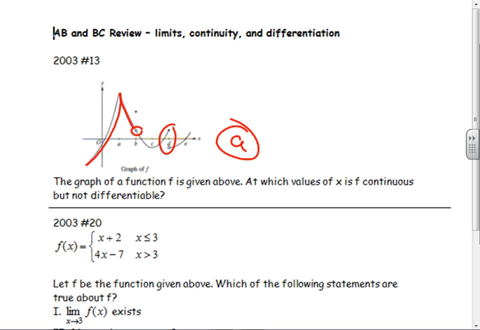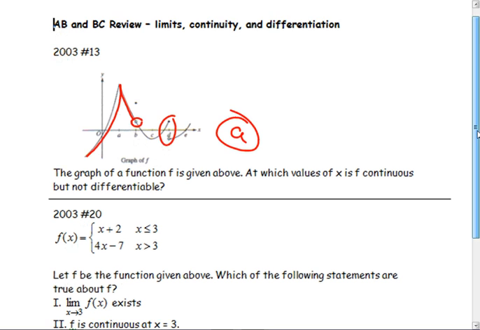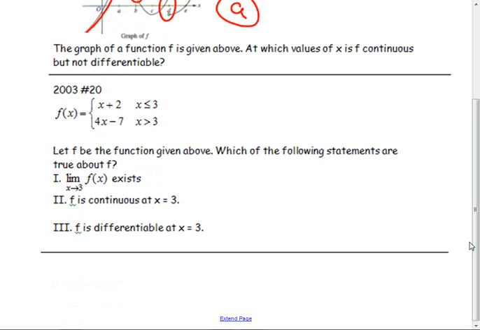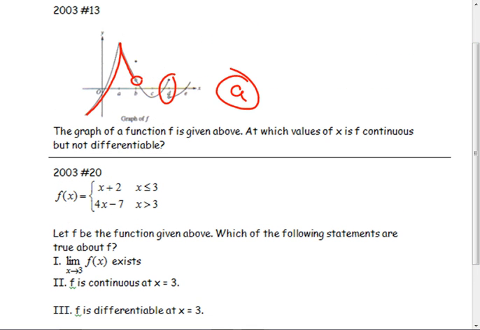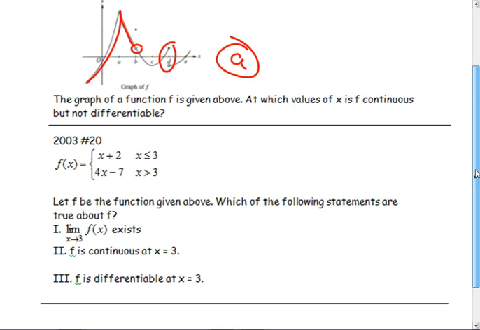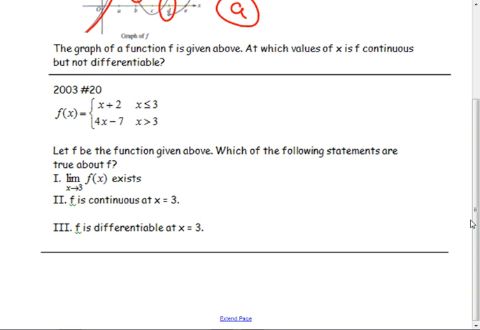Okay, so now let's look at this problem. This is pretty typical. And by the way, I picked these problems because if you go to 2008, you're going to find one kind of similar to these two. Because there are certain problems that are repeated. They might be changed a little bit. This is 2003, number 20.